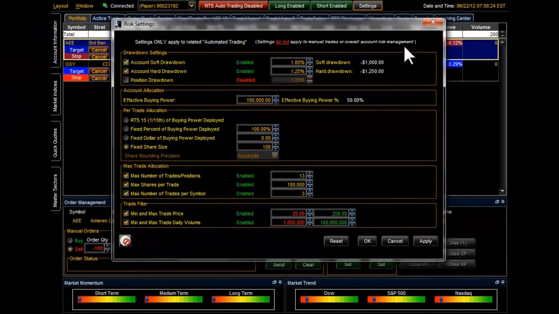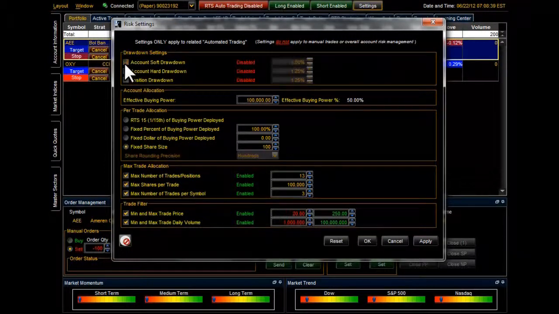So let's take notice that there are 5 different sections. We have the drawdown settings, account allocation, per trade allocation, max trade allocation, and trade filter. The drawdown settings are extremely important. Let's go over them one at a time.